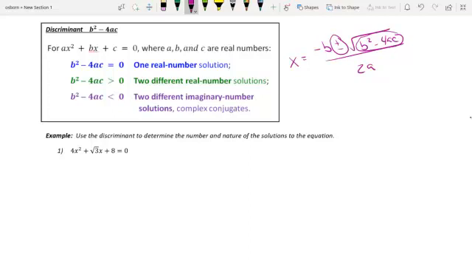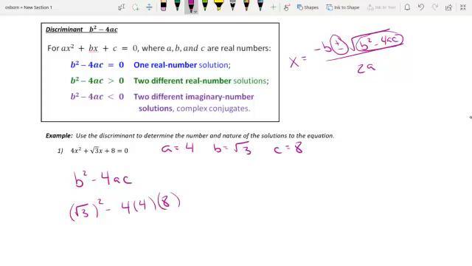Alright, so we want to use the discriminant to determine the number and nature of the solutions to the equation. Alright, so let's first identify a, b, and c. So a here is equal to 4, b is equal to the square root of 3, and c is equal to 8. So if I look, I've got b squared minus 4ac. B squared would be the square root of 3 squared minus 4 times 4 times 8. So this will give me 3 minus 4 times 4 is 16 times 8 gives me 128. So 3 minus 128 gives me negative 125.